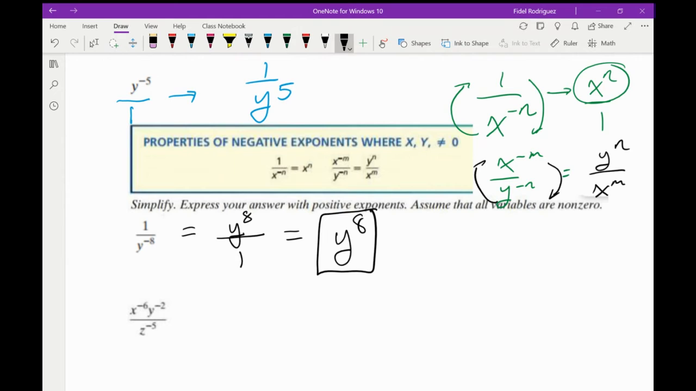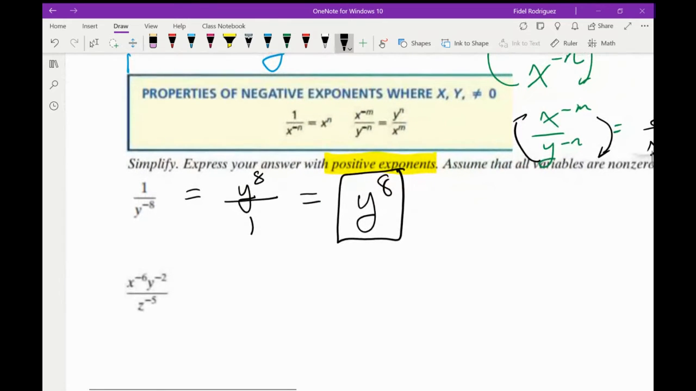Because we don't necessarily need to write it over 1, right? So like if I was telling you, what's 7 divided by 1? Oh, it's just 7. What's 5 divided by 1? Oh, it's just 5. So y to the 8th over 1, it's just y to the 8th, okay? Now, the only thing that we're moving, guys, is negative exponents because we're trying to make them positive. So I want you to notice it says write our answer with positive exponents, okay?